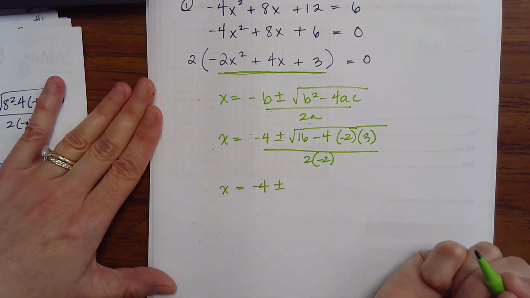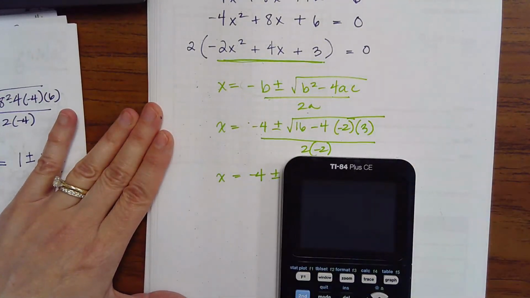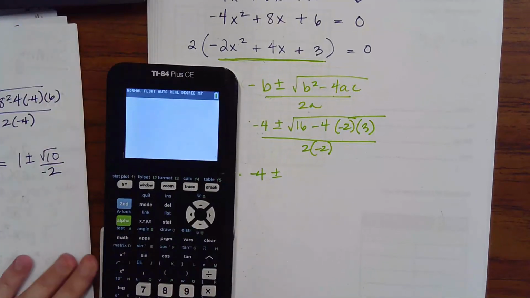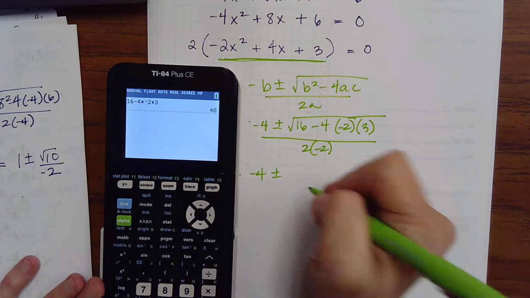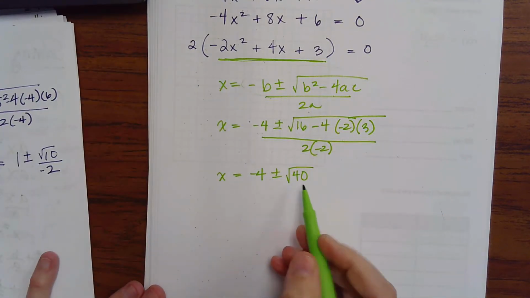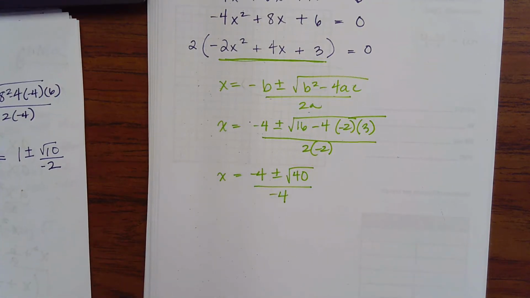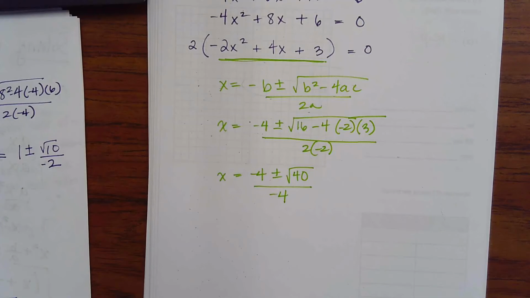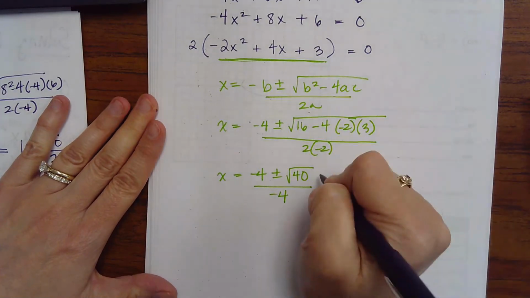You could do this in your head, or you could grab a calculator. If you grab a calculator, I would do 16 minus 4 times -2 times 3. We call this part the discriminant, which is actually going to be in the next video. What I would like to see here is the number underneath the radical, the discriminant. I would like to see this step. One of the other things that I'm going to ask is that you write your answers in reduced radical form, which means that you need to reduce your radicals. So with 40, we're going to reduce 40.